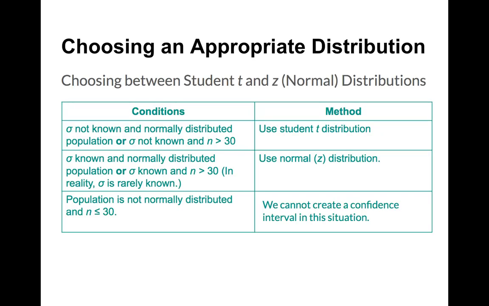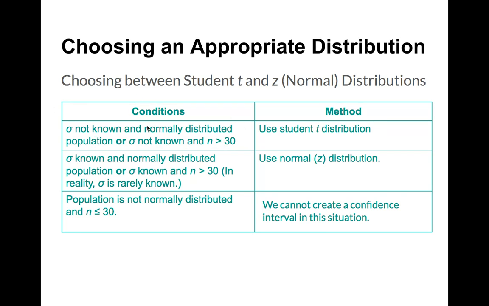Here's a quick overview of what we use. Do I need to find the t sub alpha over 2, or can I use the z sub alpha over 2? Do I need to use the Student t distribution, or am I good to use the standard normal? What we are looking at is: sigma is not known and the population is normally distributed, or sigma is not known and n is greater than 30.